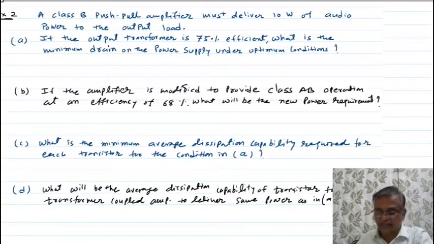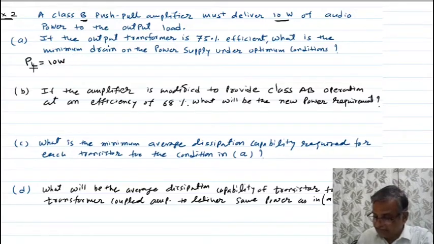Let us do the second numerical. It's a very good numerical for understanding the difference between the transformer coupled amplifier, class B amplifier and class AB amplifier. Look here. Here in class B amplifier you want to deliver 10 watt, and they are asking you what is the power drain.